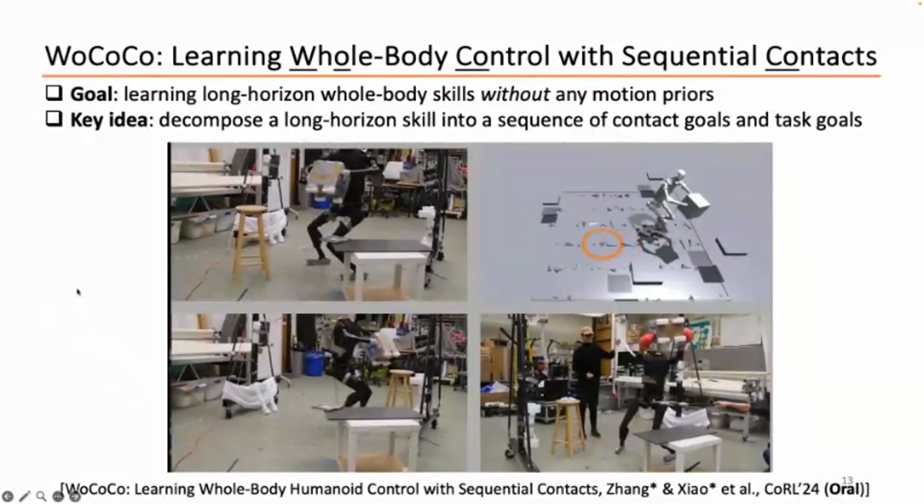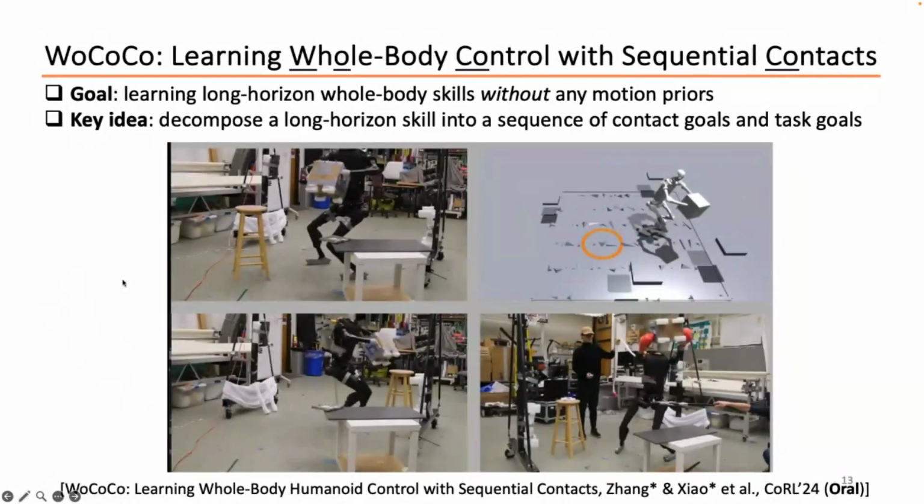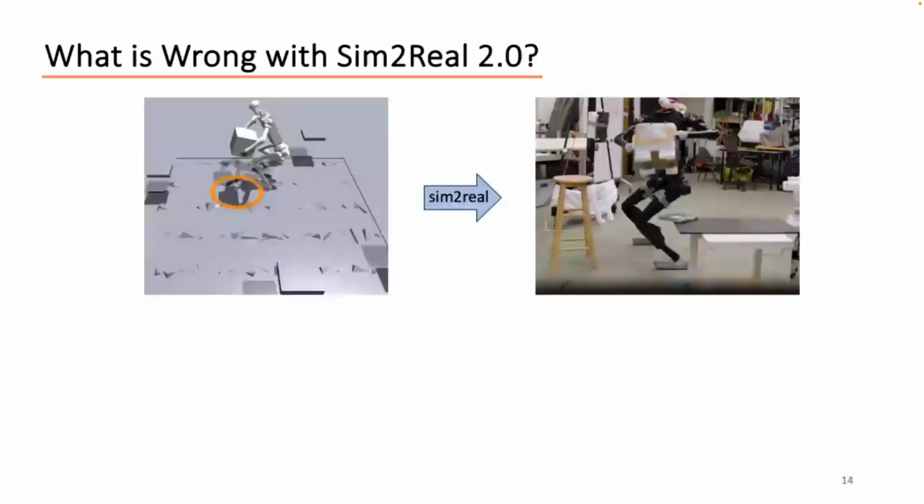And we figured it's very hard for reinforcement learning to explore if we just learn from scratch. So the key idea of this project is we decompose a long horizon skill into a sequence of contact goals and task goals. Learning from scratch without motion prior is hard. We need to decompose the task into some sub-skills to make it easier to learn. Yeah. So basically, I present two works for Sim2Real 2.0, one learning from motions, one learning from nothing, right?